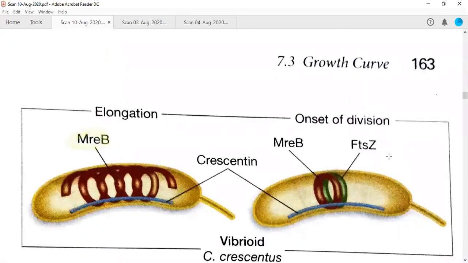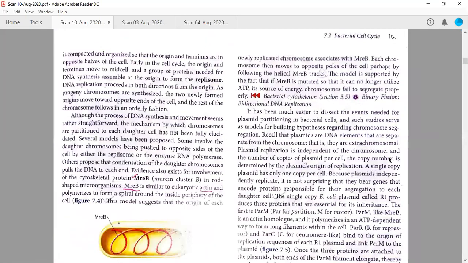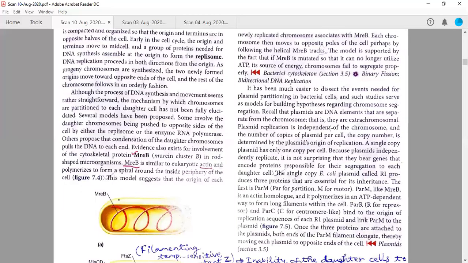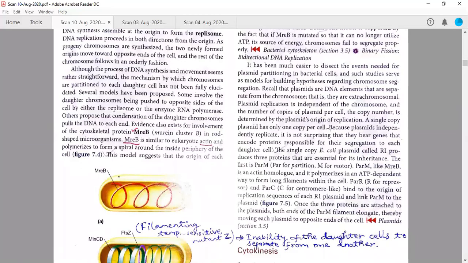Okay, so anything missed, let me look into the text. If anything is very important, I will let you know. Okay, so par proteins we have discussed.